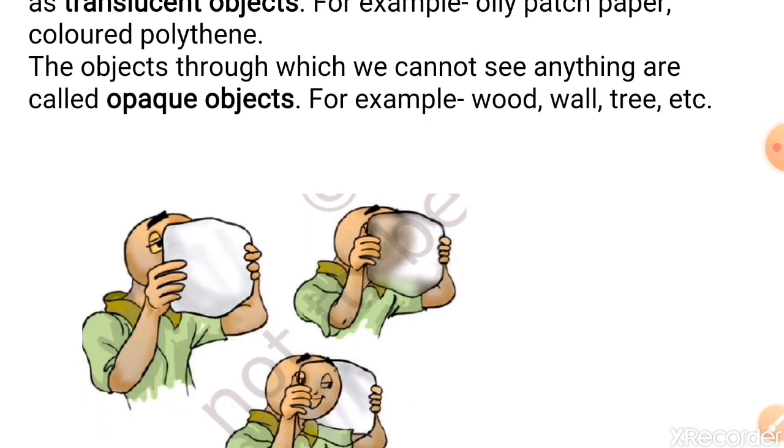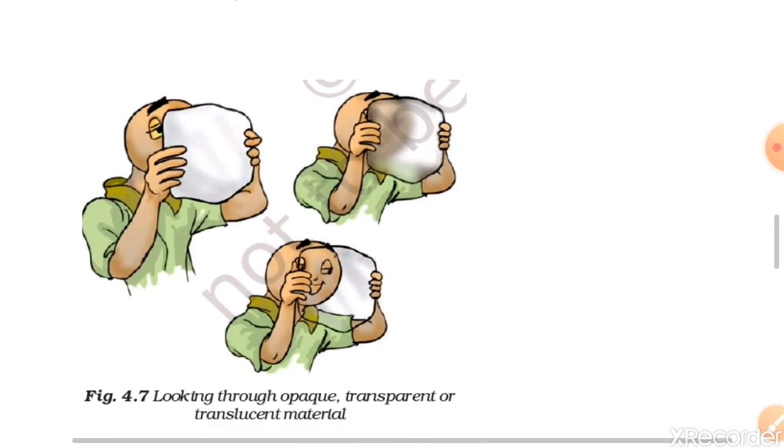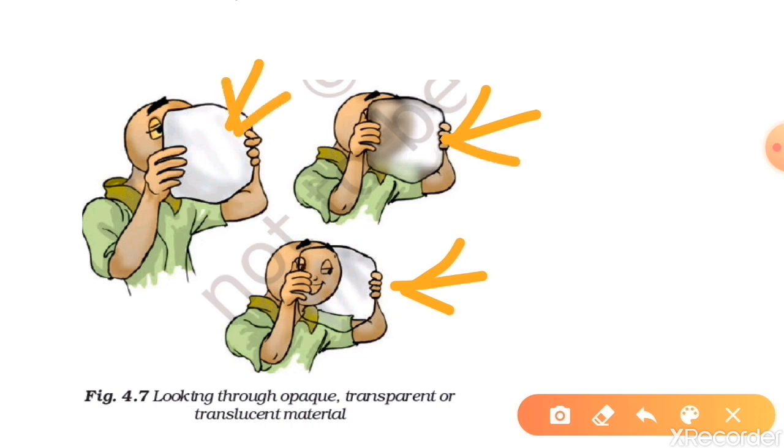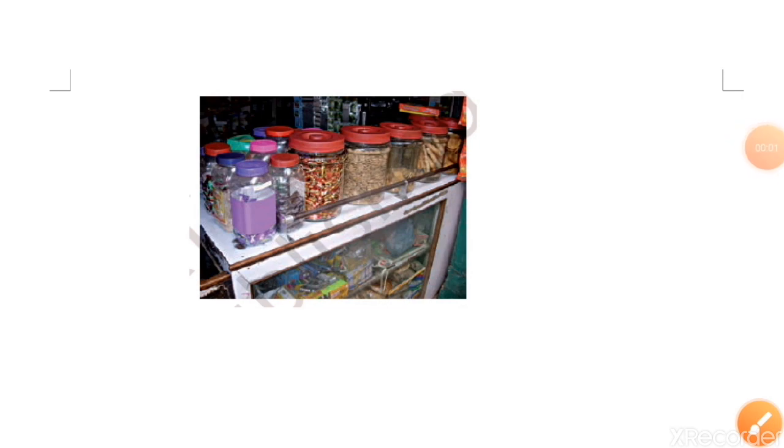Now look here. Bujo is looking through opaque, transparent and translucent materials. Can you tell which one? So students, this one is transparent, this is translucent, and the last one, this one is opaque. As transparent things allow us to see clearly through them, translucent are not so clear, and opaque we cannot see across them.